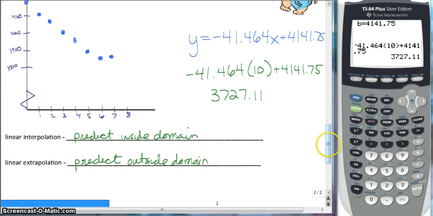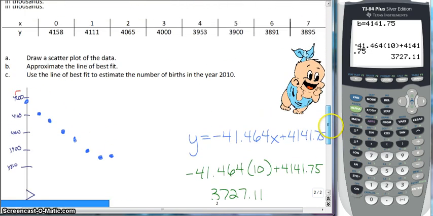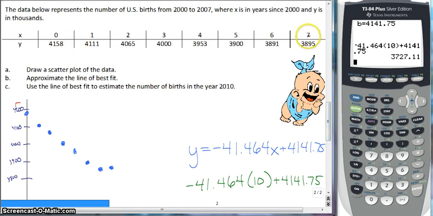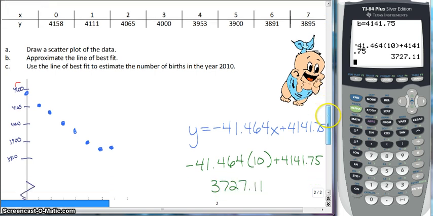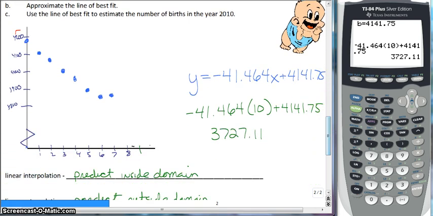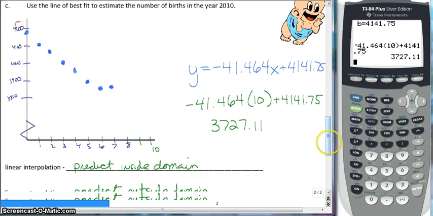And how do you tell? Well, you just look at your given data. We did 2000 to 2007. So if we were predicting something in between 2000 and 2007, that would be interpolation. But since we did 2010, which is outside of our given data, that would be extrapolation.